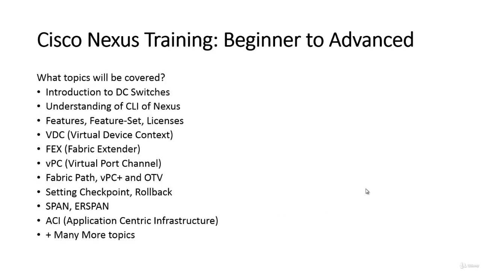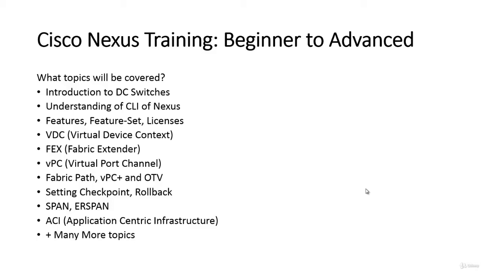So let's understand what topics will be covered. I'll start with the introduction to DC switches. In this section, you will learn the theory of data center Nexus devices, like the differences between Nexus 5K, 7K, 9K, 2K, and the naming convention. The second section will talk about the unique features of Nexus. I'll take you to the CLI and show you how the commands are run and how different they are.